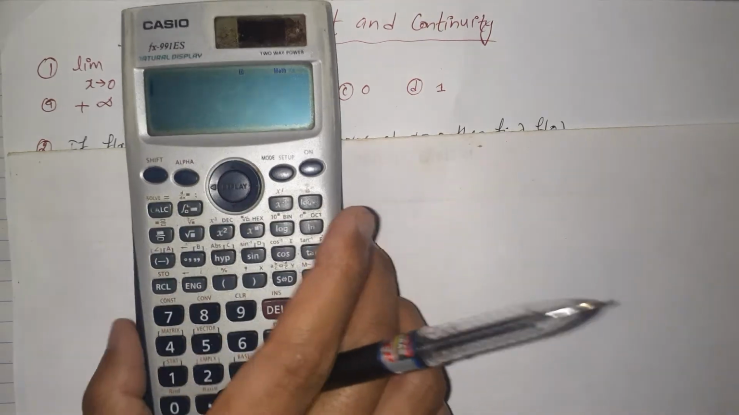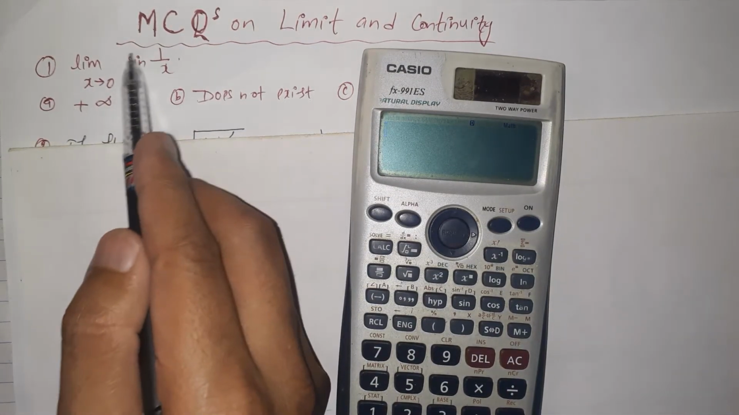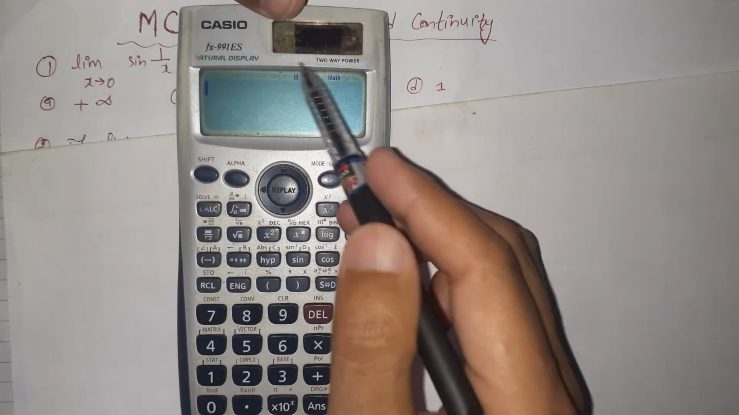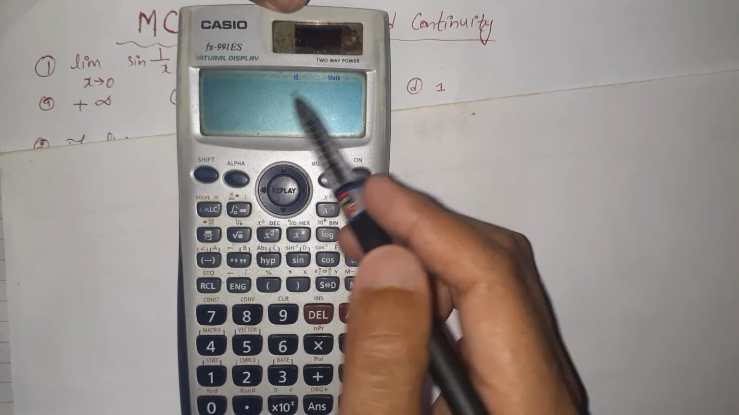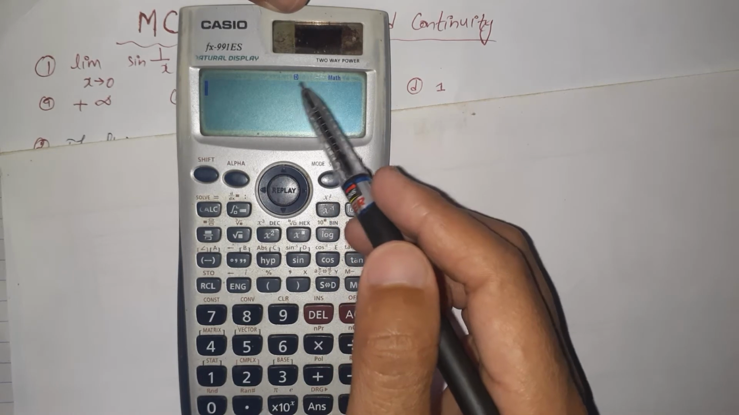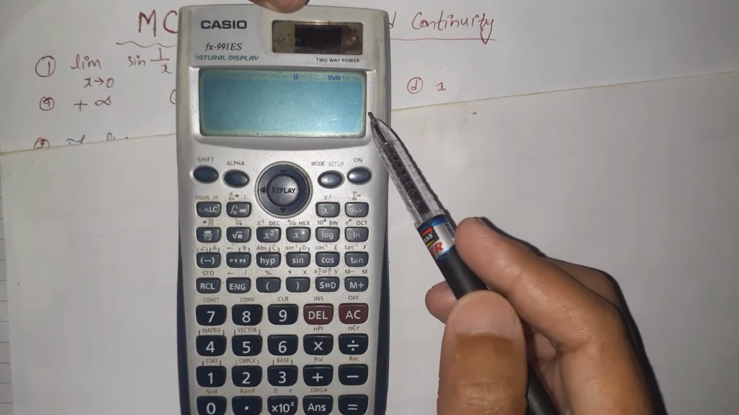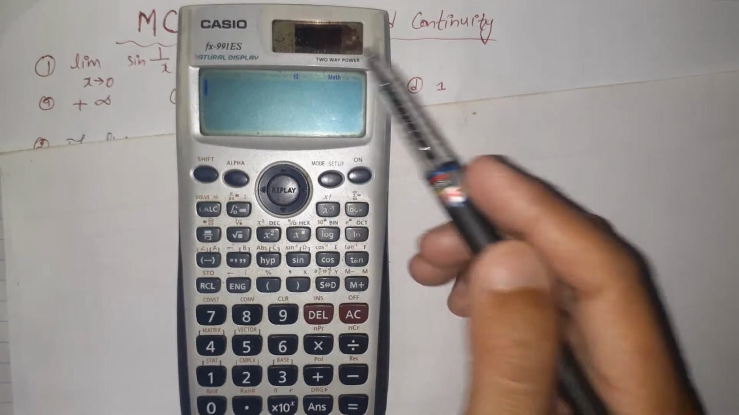So if the question is related with trigonometric functions, then first of all change the mode of the calculator. Here the mode is in degree, so please change this degree mode into the radian mode first. This is the first step. If trigonometric functions are present, then change your degree mode into the radian mode.